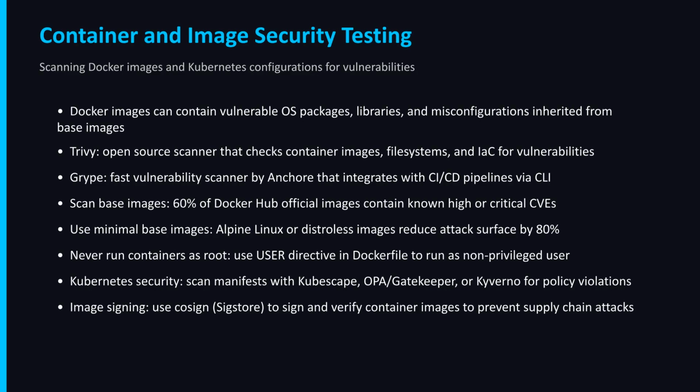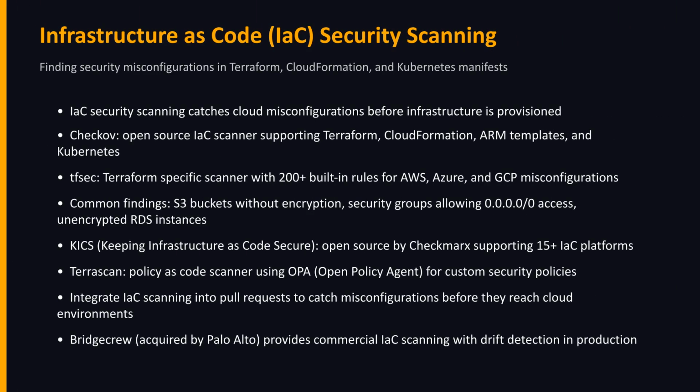Container security focuses on scanning base images for vulnerabilities and enforcing least privilege. Use minimal base images like Alpine, scan your containers with tools like Trivy or Grype, and sign your images to prevent supply chain compromises. Infrastructure as code scanning ensures your cloud configurations are secure before deployment.